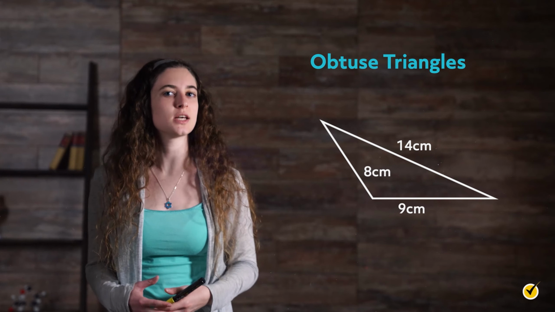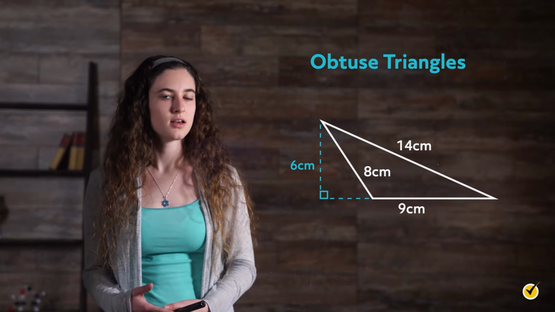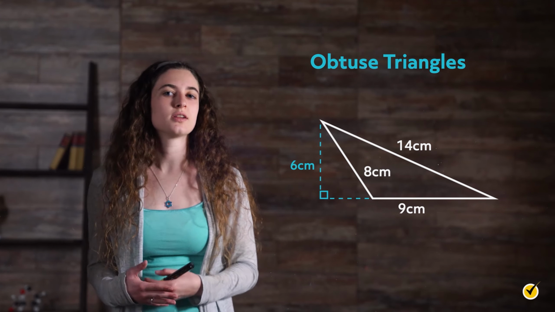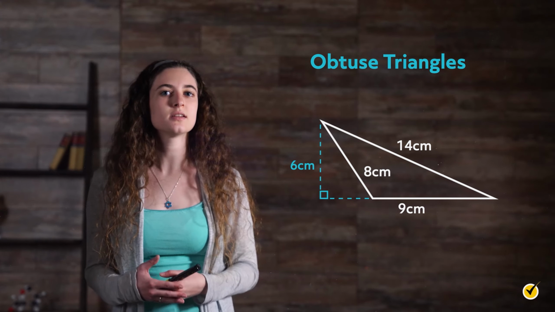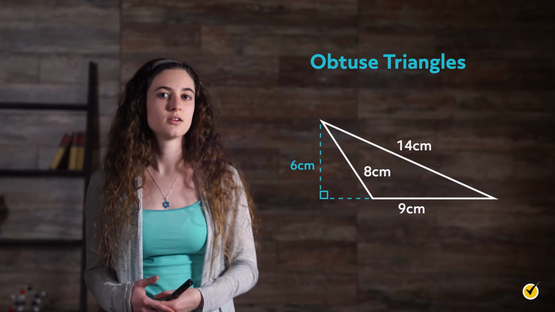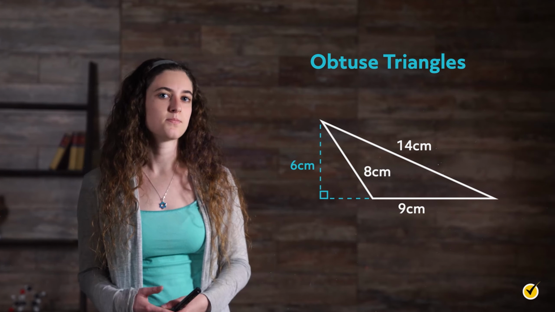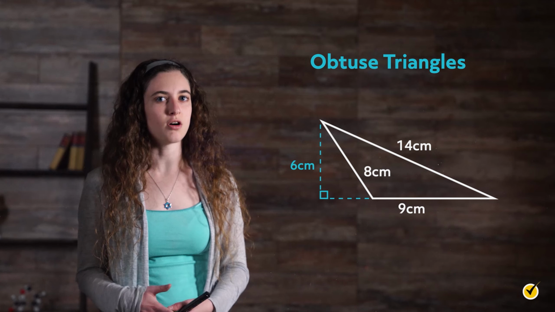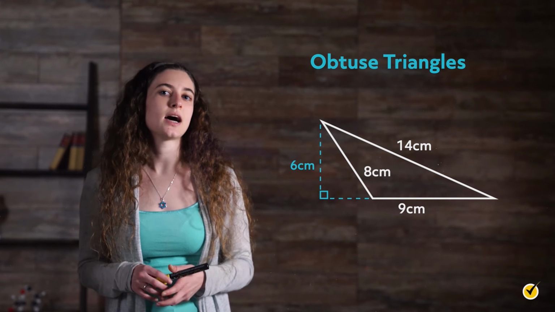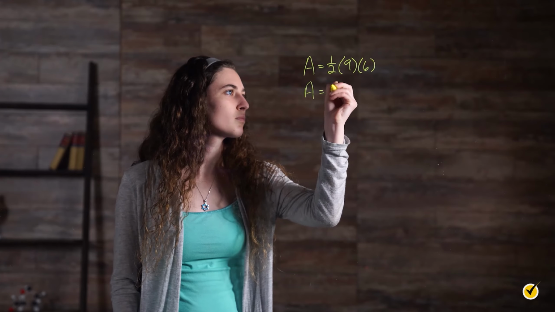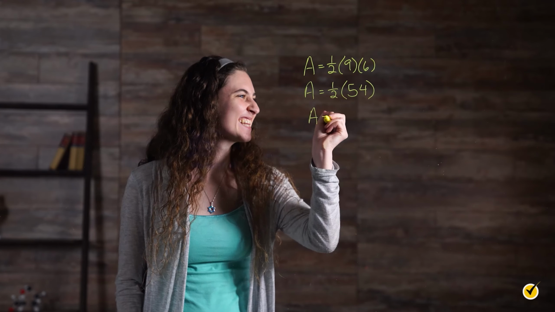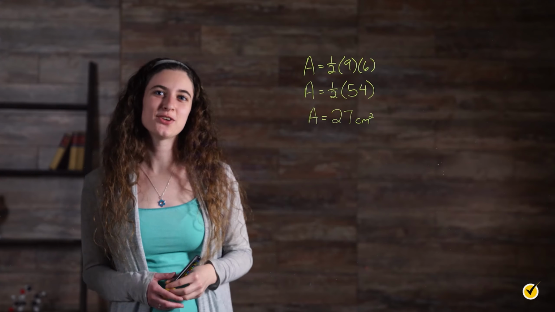The same thing applies to obtuse triangles, except the height or altitude will often appear outside of the triangle, like this. We can see that the height of the triangle is 6 centimeters, and the side it is perpendicular to is the base, which measures 9 centimeters. We don't need the other two numbers at all, so let's plug in the base and the height. That's all there is to it.